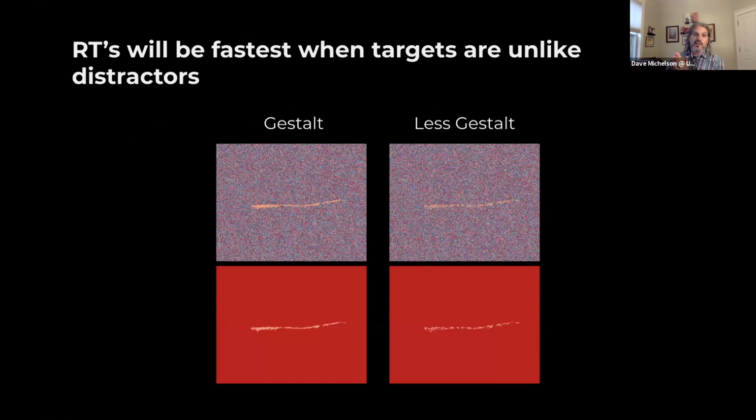If we look at whether reaction times will be fastest when targets are unlike distractors, we can see that this did happen. The thing I want to start pointing out is that in this first case, where reaction time should be fastest, it is very easy to see the contours between the targets and the distractors. It's very clear, that break. And that's part of the reason the reaction times were as quick as they were.